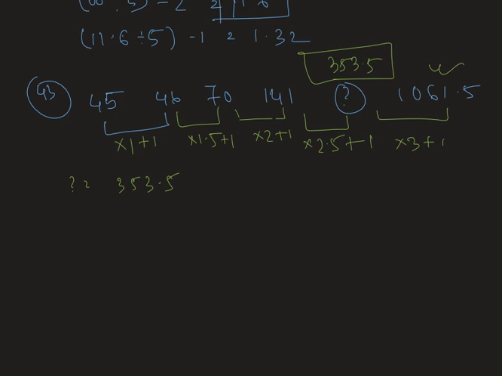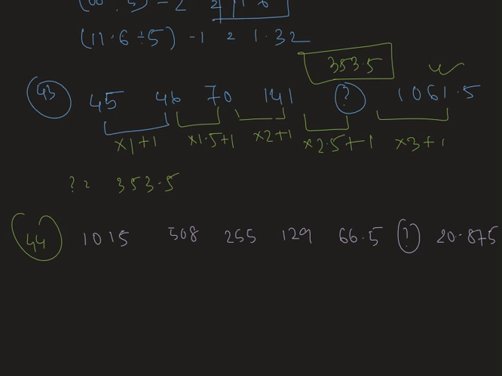Now come to the next question. The given series is 1015, 508, 255, 129, 66.5, then question mark, then 20.875. So in this given series, we divide by 2 and add a number.